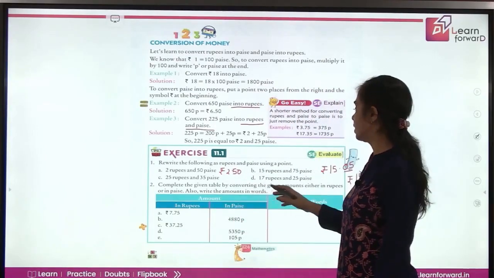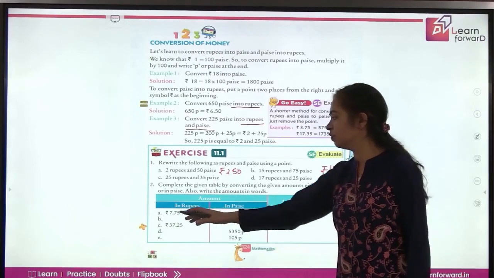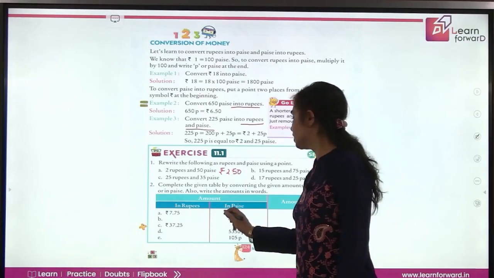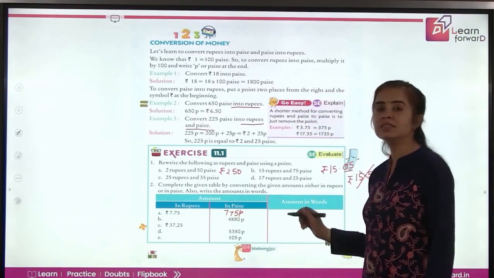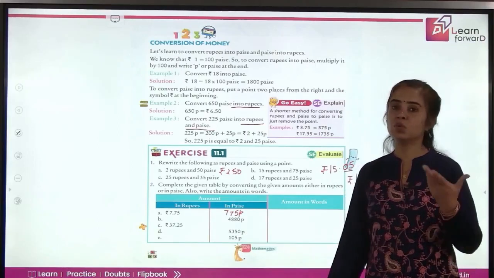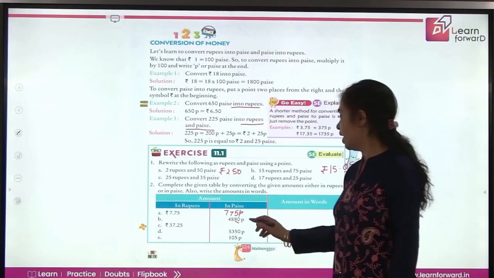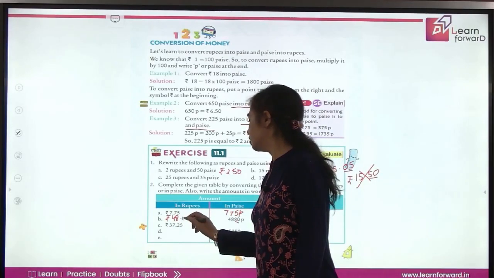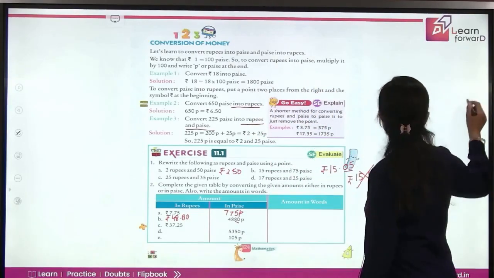Complete the given table by converting the given amounts either in rupees or in paisa as it is given here. Rupees 7.75 is how much in paisa? It is 775 paisa. And you have to write this in words also. Now, 4,880 paisa is equal to how many rupees? Just take the last two places of paisa and put a decimal before it. So, you get rupees 48.80 and write the amount in words.